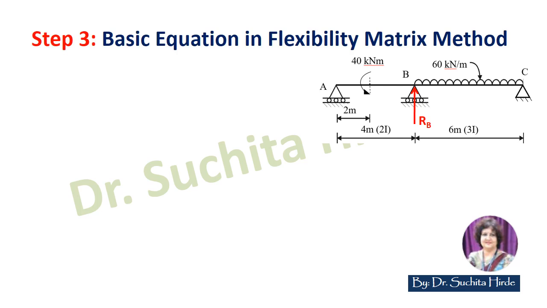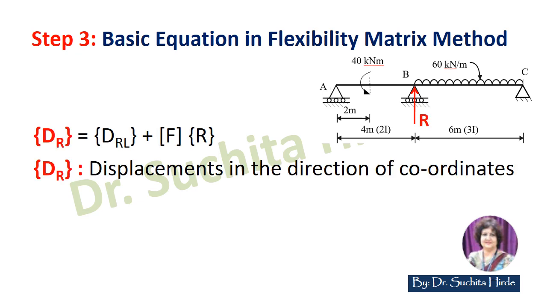You know that the basic equation in flexibility matrix method is Dr is equal to DRL plus F into R. Let us understand the meaning of each of these terms. The first term is Dr. Dr means displacement in the direction of coordinates or displacement in the direction of redundant reactions. So here the size of matrix will be ds by 1. In our case ds is 1, so Dr will be 1 by 1 matrix.